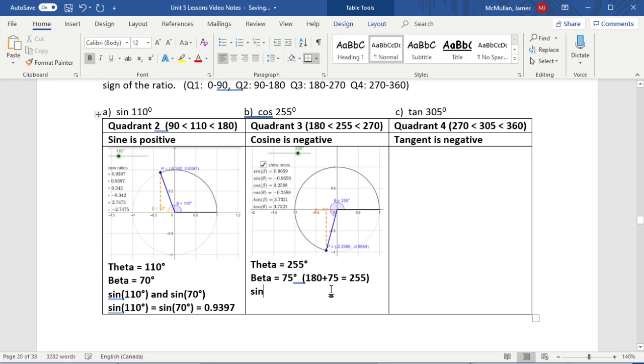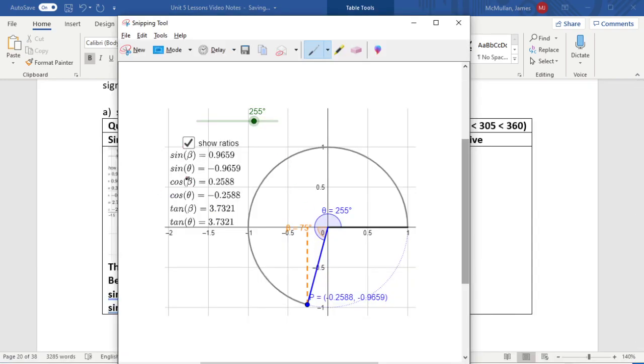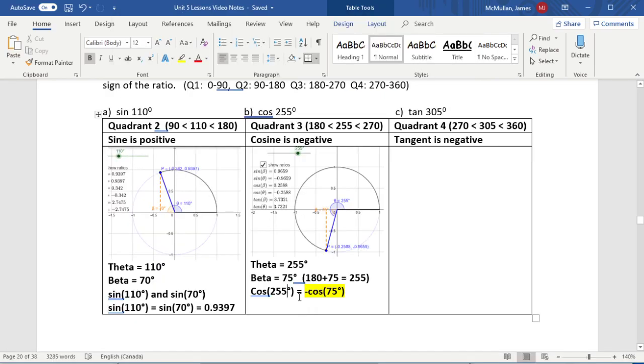So now, cosine of 255 is going to be the same thing as cos 75 because they're the same related angle, except it's going to be negative because I'm in a quadrant where cos is negative. So notice when I check, cos beta is 0.2588 and cos theta is negative 0.2588. So cos 255 is equal to negative 0.2588. Okay? Last question, we're supposed to draw a 305 degree angle.